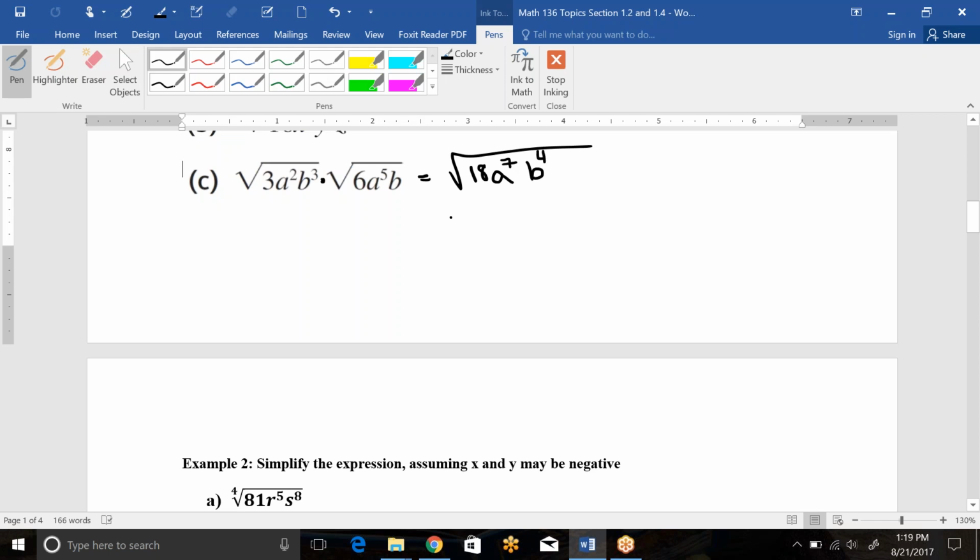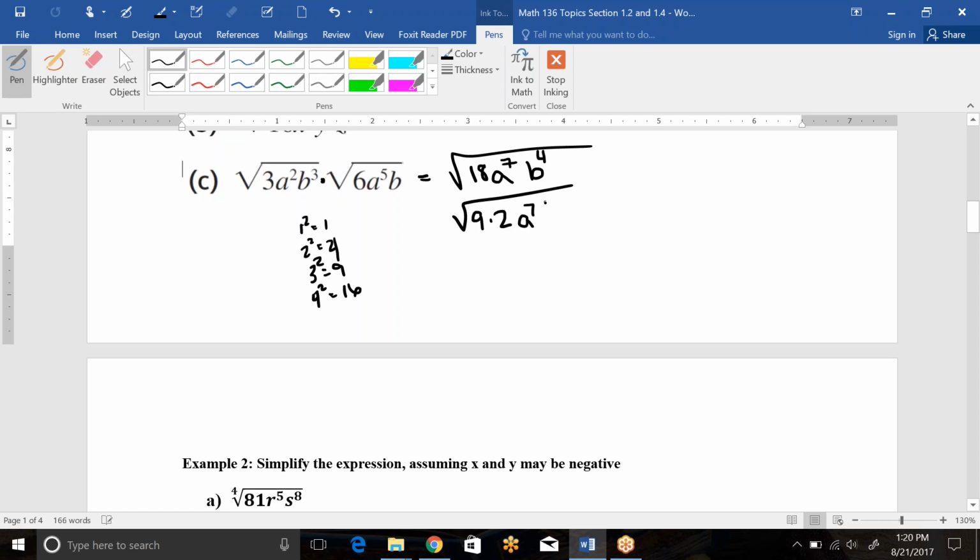And then we ask, can this be broken down? Well, we're looking for square roots, so let's think about some perfect squares. 1 squared is 1, 2 squared is 4, 3 squared is 9, and 4 squared is 16. Past that, you'll be bigger than 18. 9 is the biggest one that goes into 18 evenly. So we can break this up into 9 times 2.